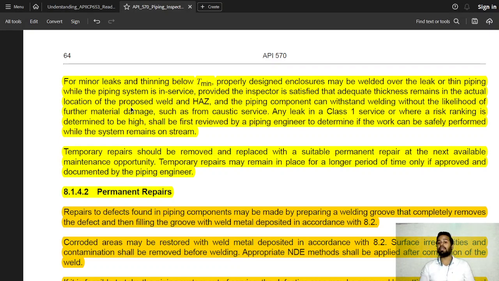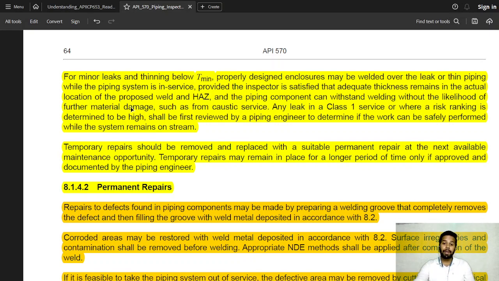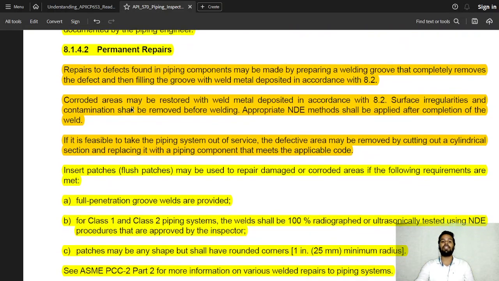Any leak in class 1 service or where a risk ranking is determined to be high shall first be reviewed by the piping engineer to determine if the work can be safely performed while the system remains on stream. Temporary repair should be removed and replaced with a suitable permanent repair at the next available maintenance opportunity. Temporary repairs may remain in place for a longer period of time only if approved and documented by the piping engineer.